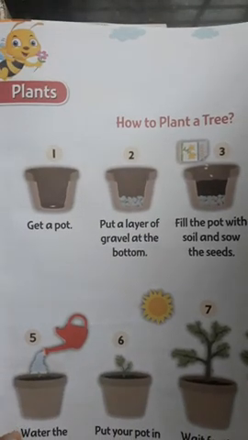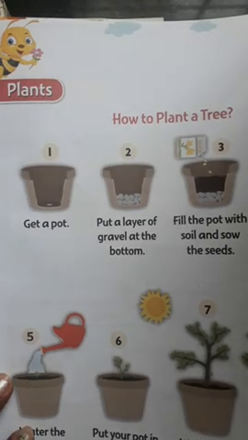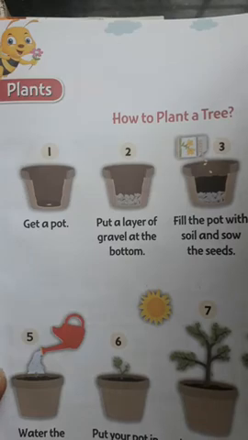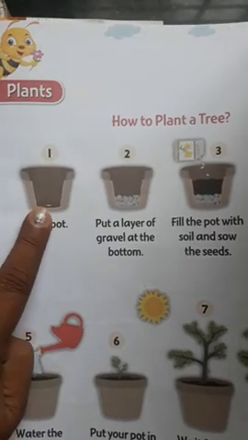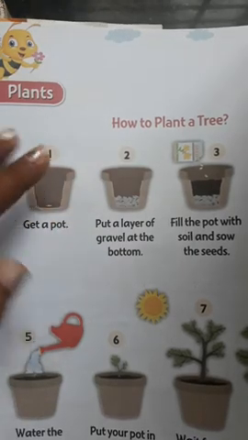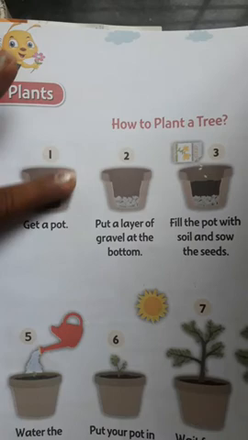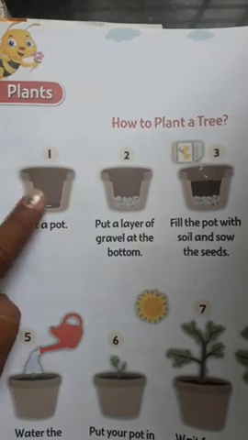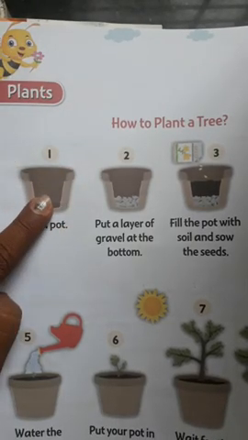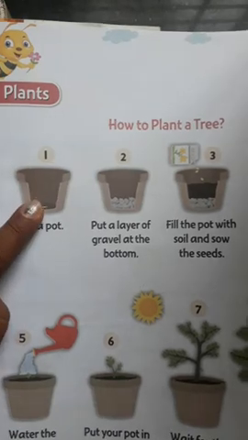Children, I hope you enjoyed the video on how to plant a tree. So we will just revise what they have shown. First, get a pot. This is not a broken pot, this is a full one. They have given this portion only to show what things they are keeping. Don't take any broken pot. First take a new, good pot.